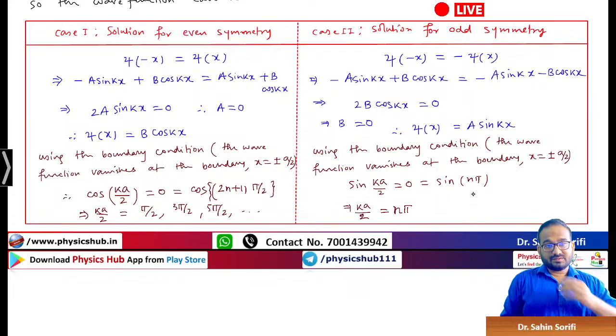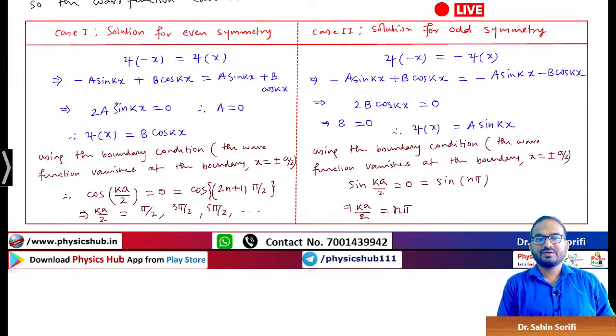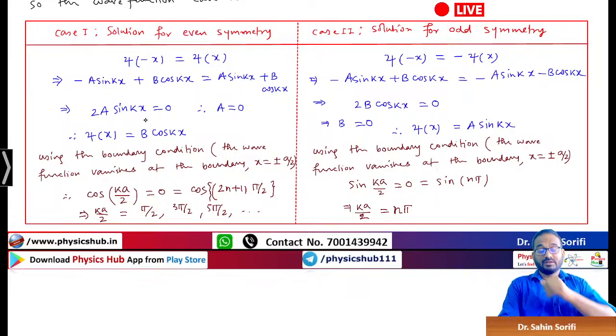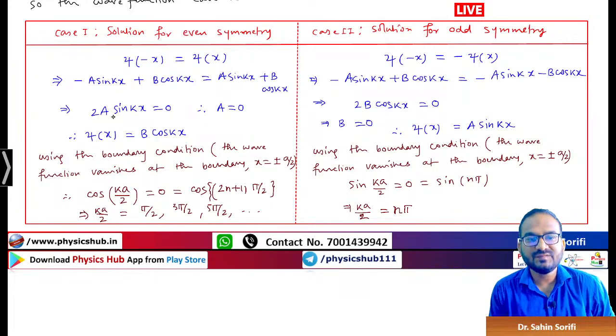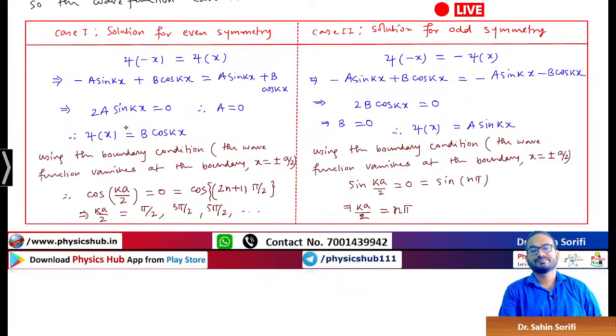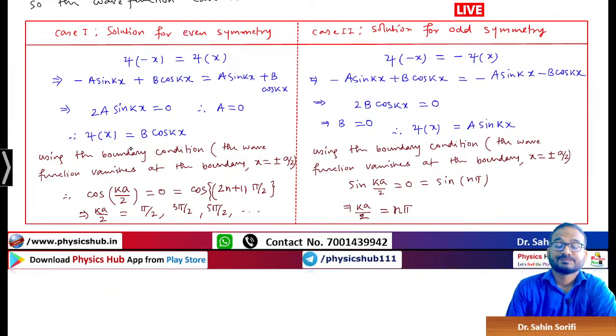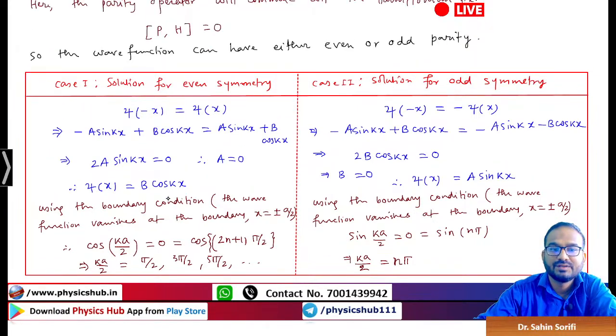Why can the trigonometric function not be 0? If that is 0, then the wave function will vanish, na? We cannot vanish the wave function. This term cannot be 0, right? That is related to the wave function. If this thing is 0, then everything will be 0.